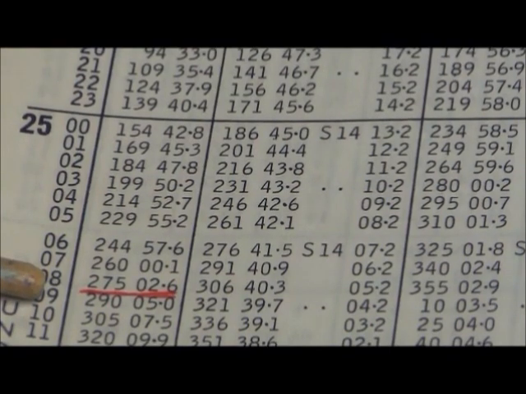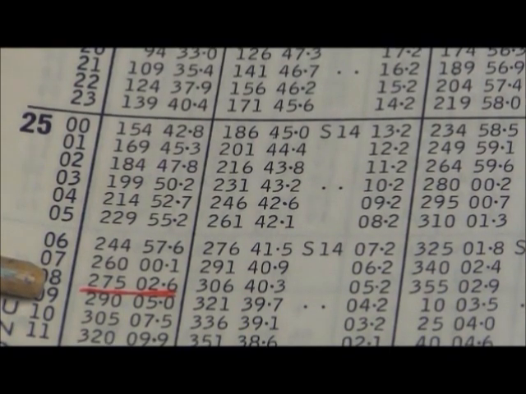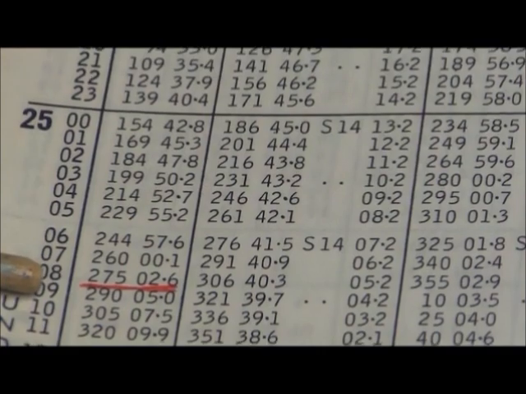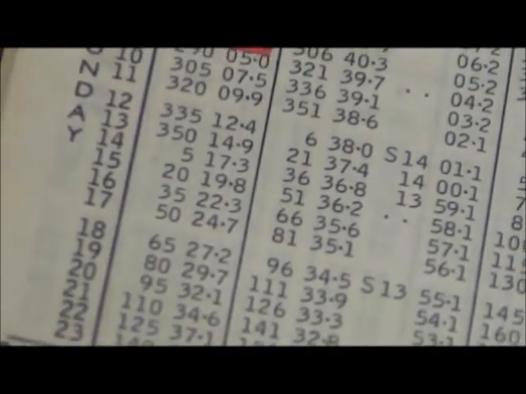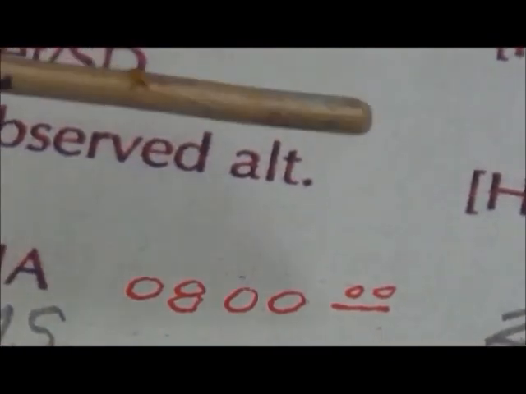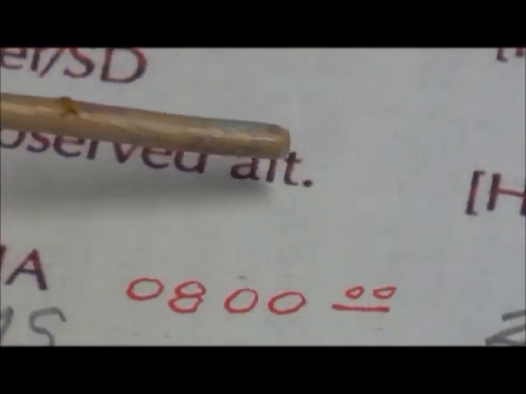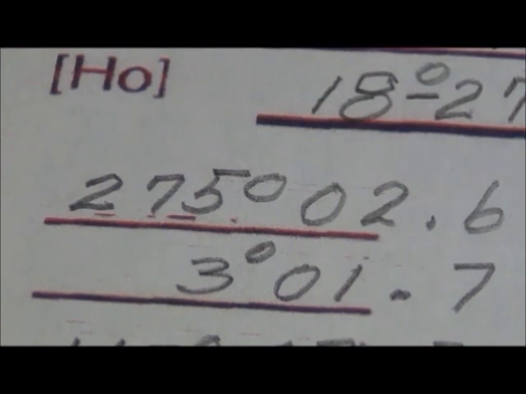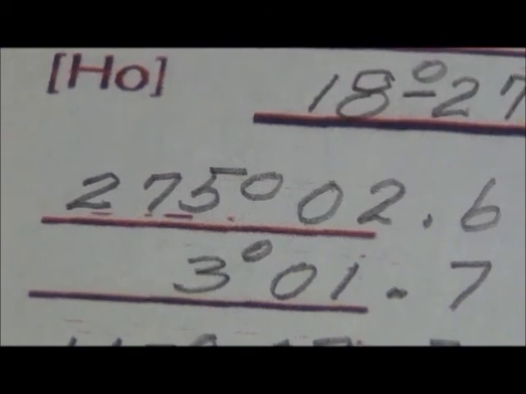275 degrees, 02.6 minutes. So we put that on our form, 275.02. That gives us for the hour of 8:00. But we have to increase it because the actual time was 12 minutes and 5 seconds after that.